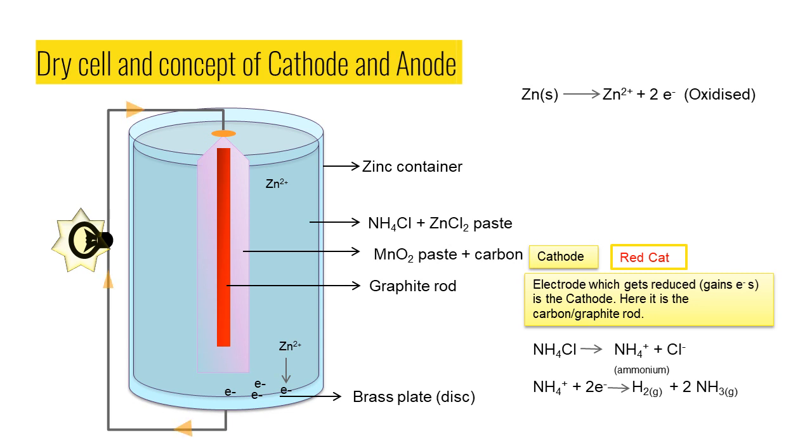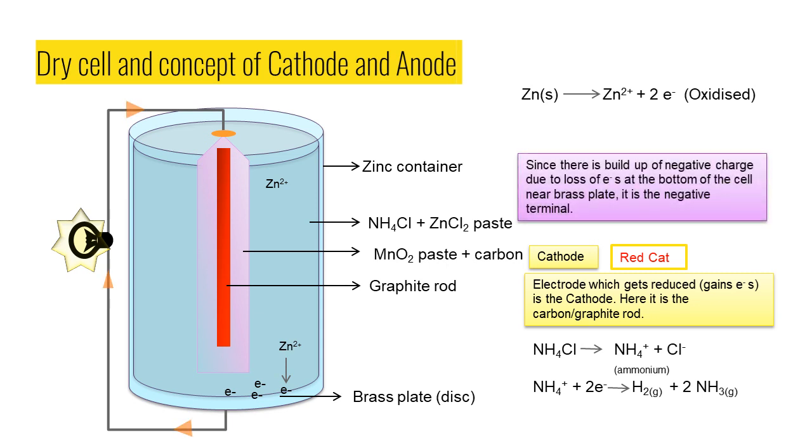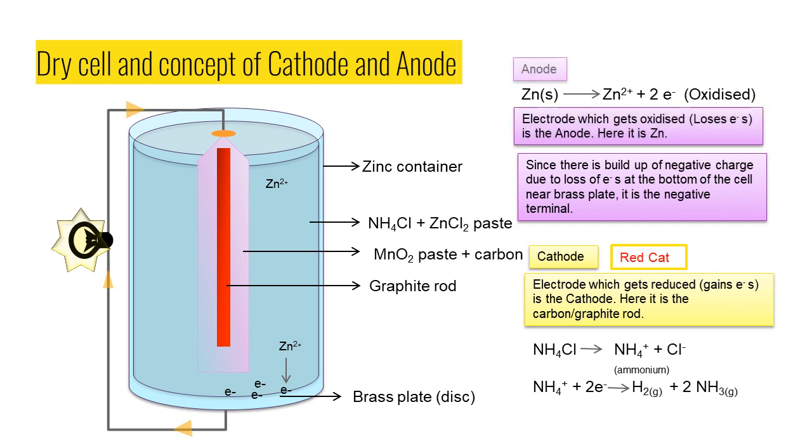So all these electrons which are getting generated, they are getting collected at the brass plate, and electrons are negatively charged, so they always want to travel towards the positive charge. And how will they travel? They will travel through this wire. So the arrows in orange indicate the direction of the flow of electrons. So these electrons travel from the brass plate through the circuit to reach the opposite end, the carbon rod. Since there is buildup of negative charge due to loss of electrons at the bottom of the cell near the brass plate, it is the negative terminal.